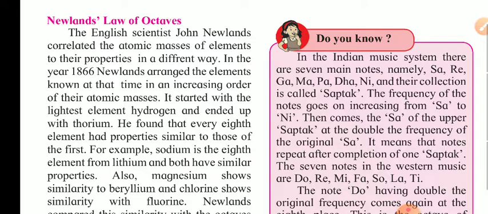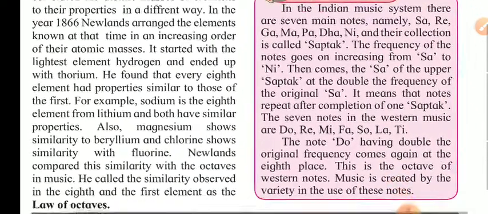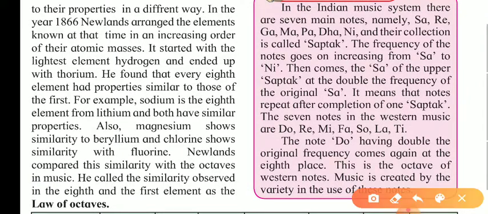The idea he has taken in this was from the notes of music. Notes of music in India, when we talk about Indian music, are 7 notes: sa, re, ga, ma, pa, dha, ni. You can see over here, the 7 notes are there. Same way in Western music, we have 7 notes: do, re, mi, fa, so, la, ti. So on the basis of that, he classified the elements known at that time.